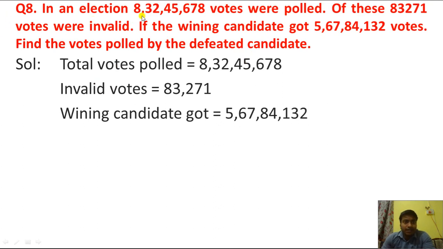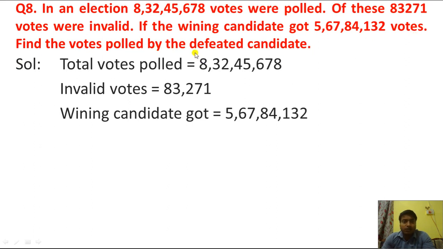Now question number 8. In an election 8 crore 32 lakh 45,678 votes were polled. Of these 83,271 votes were invalid. So this is the total number of votes polled, and 83,271 votes were invalid. If the winning candidate got 5 crore 67 lakh 84,132 votes, find the votes polled by defeated candidates.